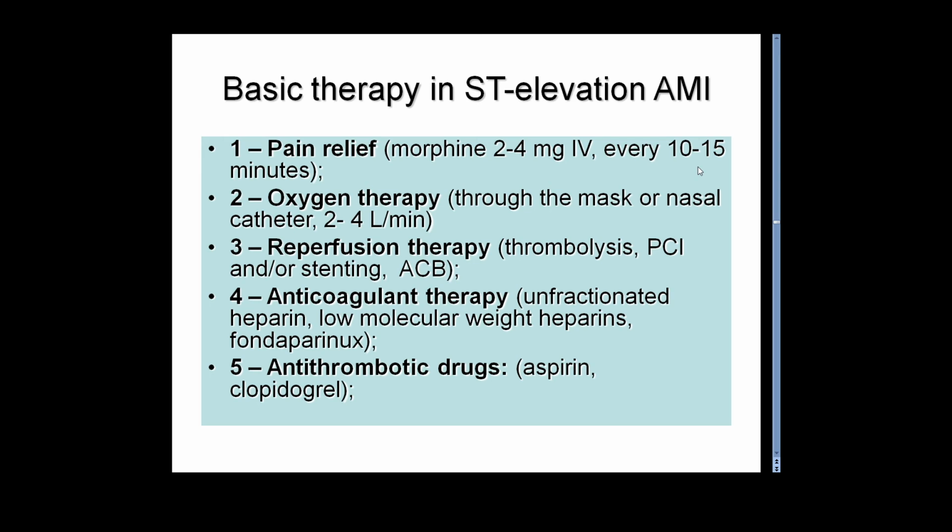And in this situation, we will start with pain relief, and usually nitroglycerin is ineffective, and we use morphine. 1%, 1 milliliter in 10 milliliters saline, intravenous, 4 to 6 milligrams, and repeated every 10-15 minutes if no response.